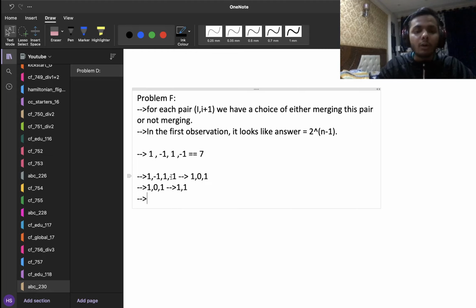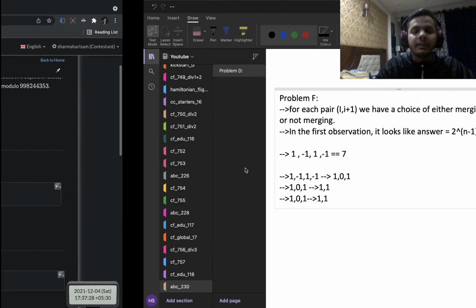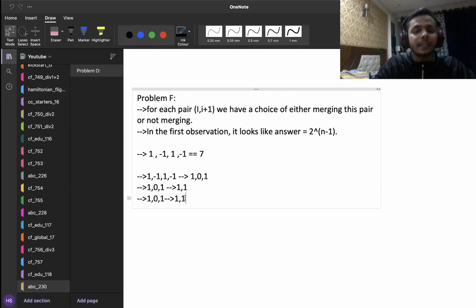But we can also decide to merge a2 and a3, right? So we had 1 0 1, and if we decide to merge a2 and a3, we will again get 1 comma 1. And the problem asks us to find the number of distinct sequences, right? 1 comma 1 and 1 comma 1 are the same sequences.